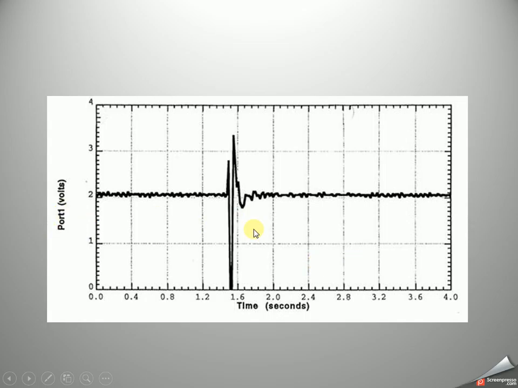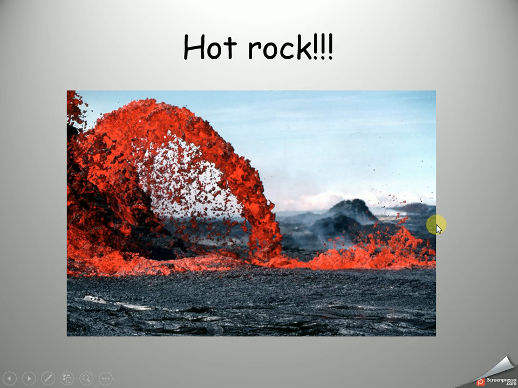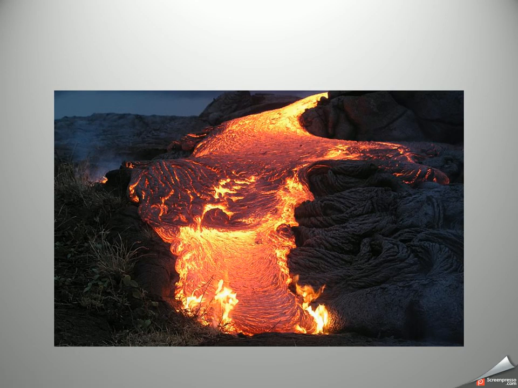Hot rock. Now what you have to know about hot rock is that this is very, very hot rock. You can see how hot it is, and it will melt anything in its path.